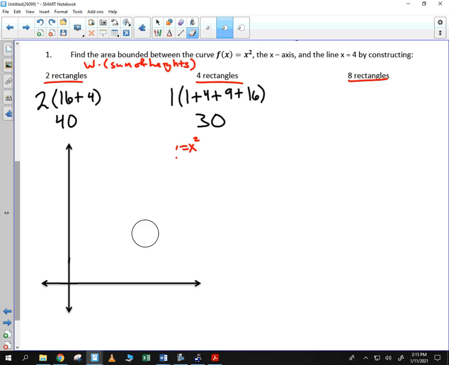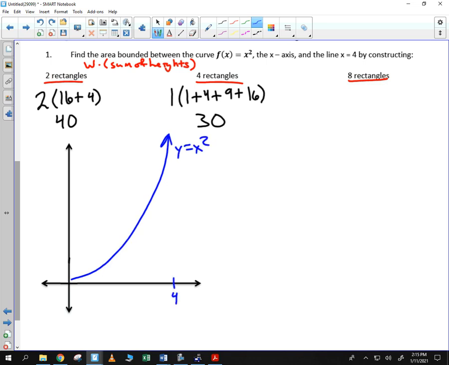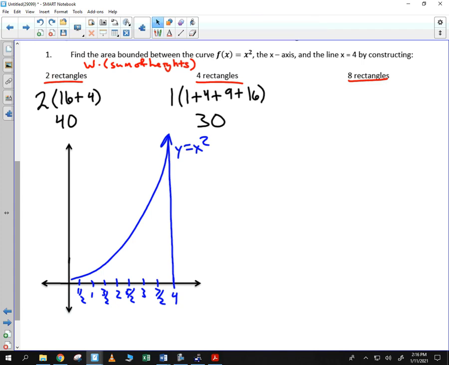So what about 8? Let's do that one together. I'm going to bound it all the way over to 4. And we like to divide into 8. That means that's cutting it in half. That's cutting into fourths. 1 half, 3 halves, 5 halves, 7 halves. If you want to use decimals, you can. 3.5, 2.5, 1.5, 0.5. It's up to you.